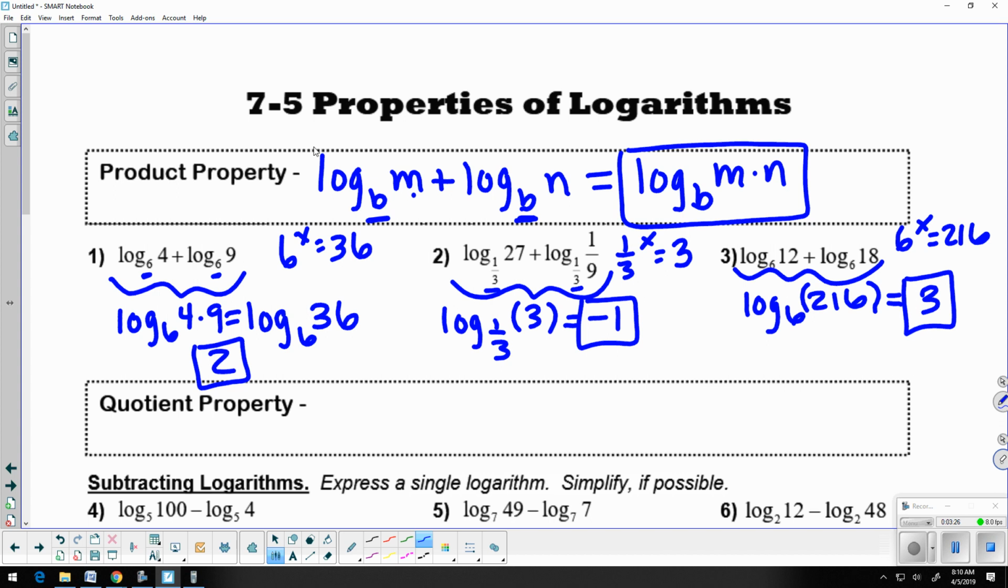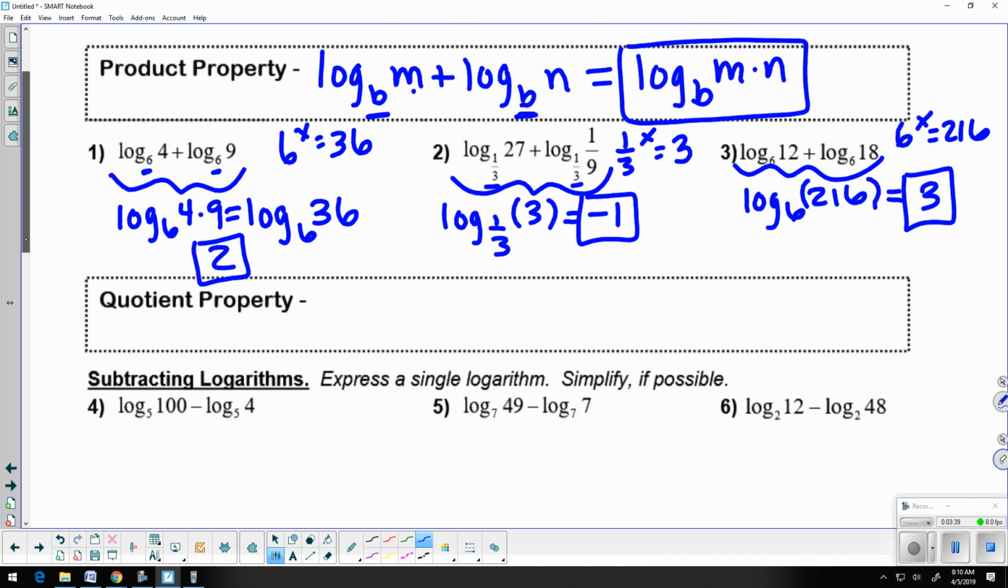Anytime you see a plus sign separating your two logarithms and you want to condense them to a single log, you're thinking multiplication. Plus sign is when you want to multiply. Addition is multiplication.